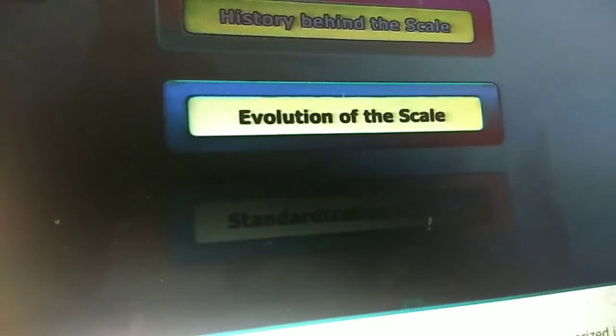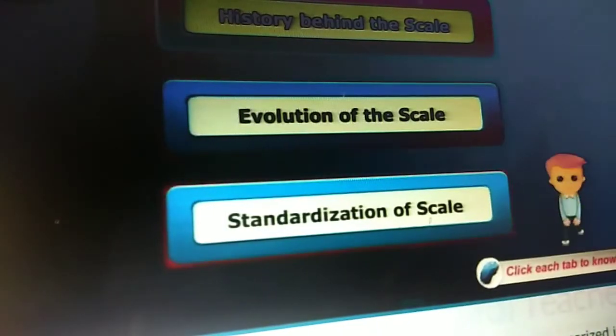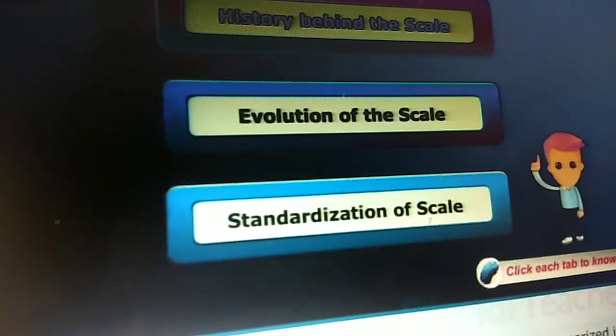Here, we will study about the invention of the scale. The invention of scale took many years. The story behind the invention can be categorized into 3 segments as shown on the screen. History behind the scale, evolution of the scale, standardization of scale. Click each tab to know more.